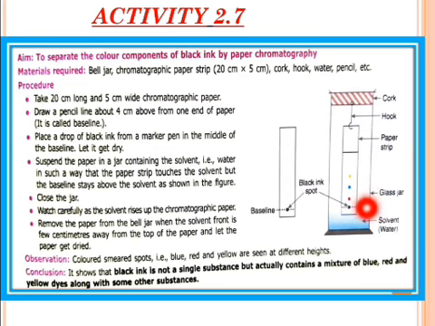We see that the colored component that dissolves most rapidly in the solvent travels the farthest up the stationary phase, that is paper. In this way, we get different colored components of dye of black ink on this paper strip which is taken as a stationary phase, as a chromatographic paper. This is how the several color components of black ink are separated out by paper chromatography.